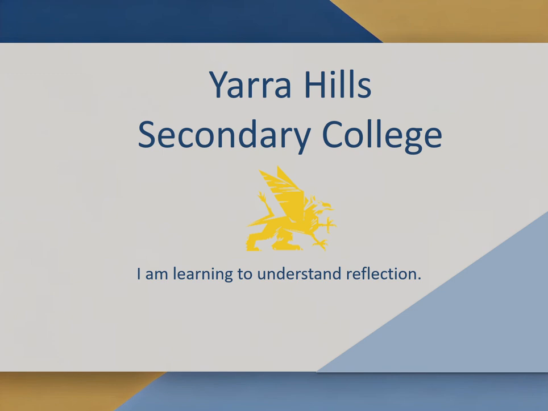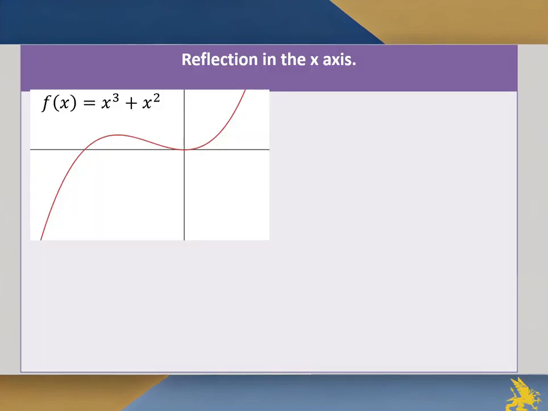Going to be working through 3C today, and 3C is focusing on reflection. So with reflection comes two parts. One is we can have it in the x-axis and we can also have it in the y-axis. So if we're saying a reflection in the x-axis, it means we've got a mirror line along that axis.